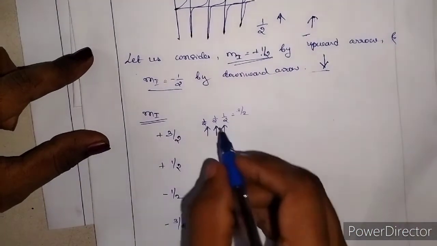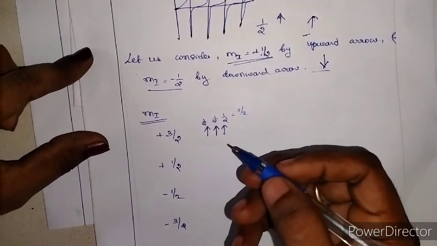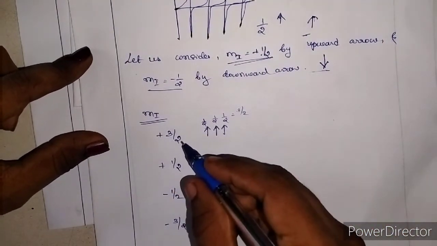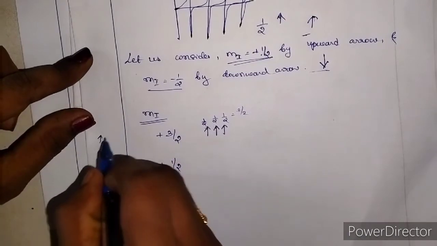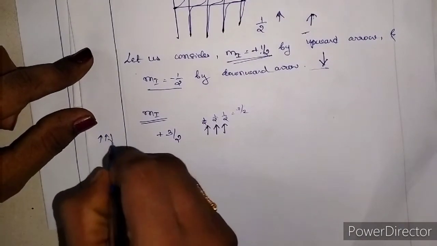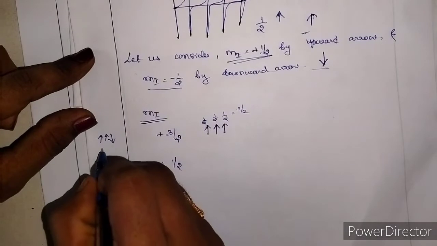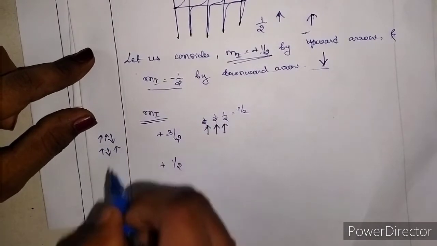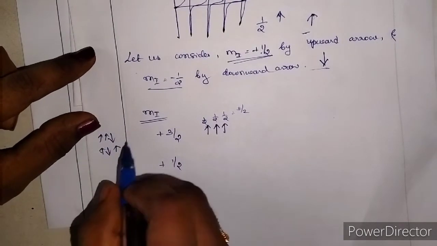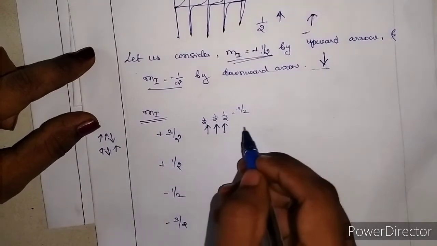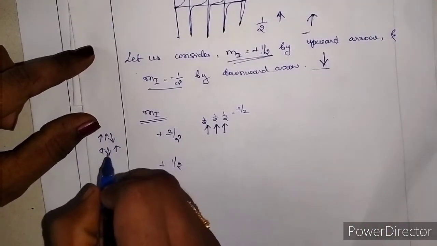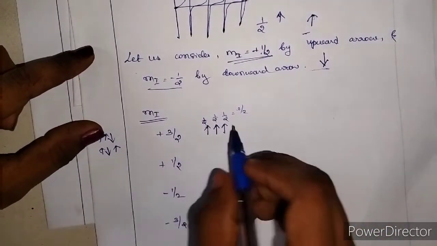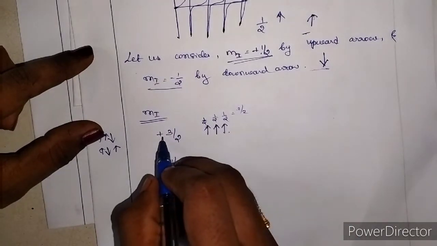Now check whether there is another possibility to get 3 by 2. You can just shuffle them, or you can check it by putting the upward and downward arrows. If you get 3 by 2, you can write it here. But here you are not able to get 3 by 2. So there is only one possibility for plus 3 by 2.